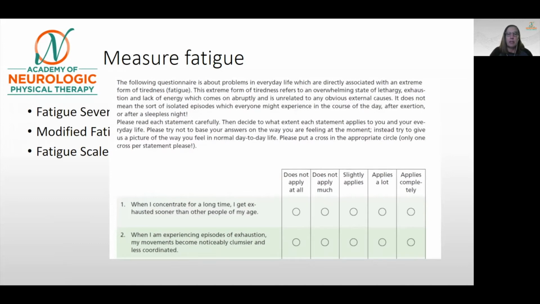By using this measure, it helps you identify where their problems may be coming on. So for example, "When I concentrate for a long time, I get exhausted sooner than other people of my age." You may notice that these are related to motor as well as cognitive fatigue, and this may help you understand what they're experiencing on a day-to-day basis.